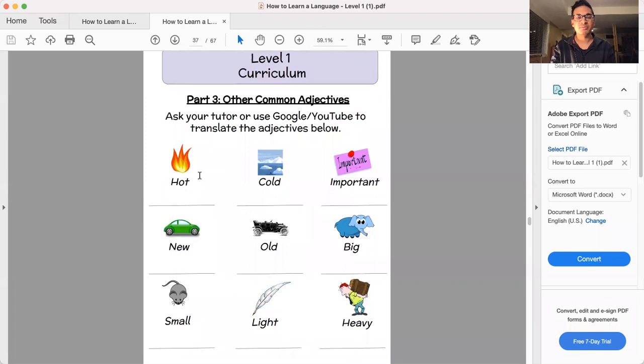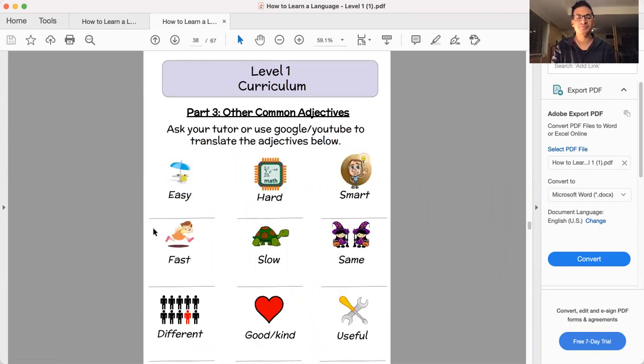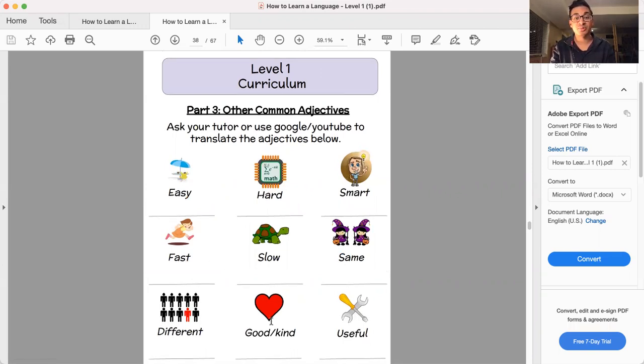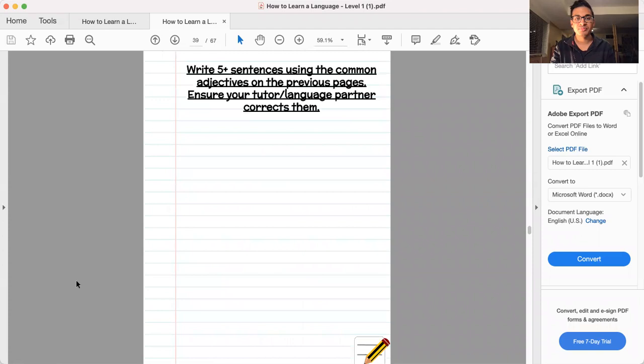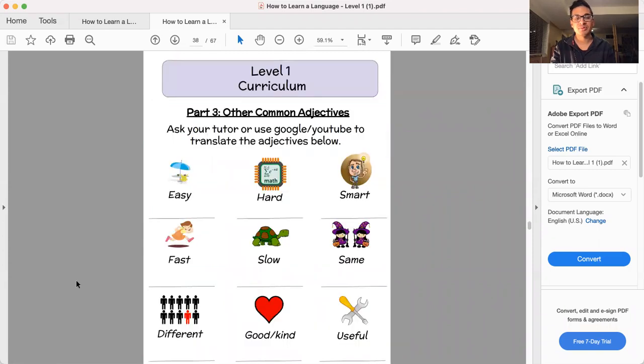There are just some miscellaneous other ones that are good to know. Hot, cold, important, new, old, big, small, light, heavy. I think there's one more page. Yes. Easy, hard, smart, fast, slow, same, different, good or kind, useful. And that's basically all of them. So these are the adjectives that you want to go and learn.